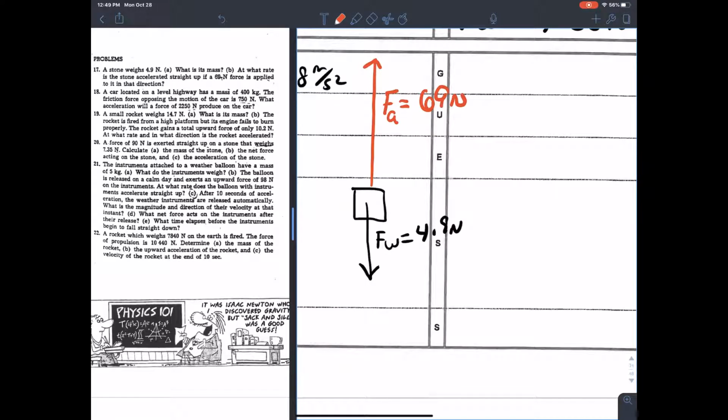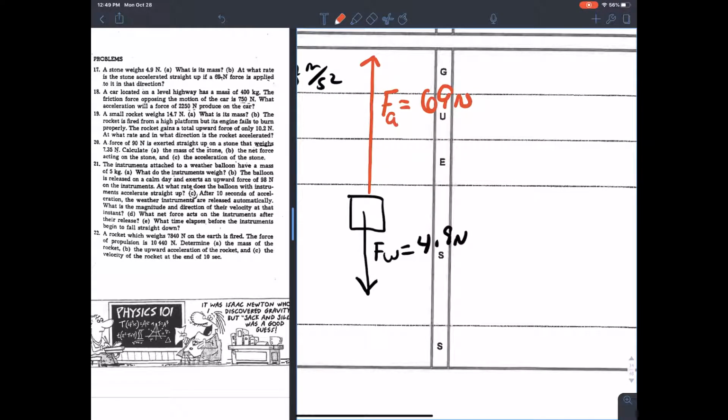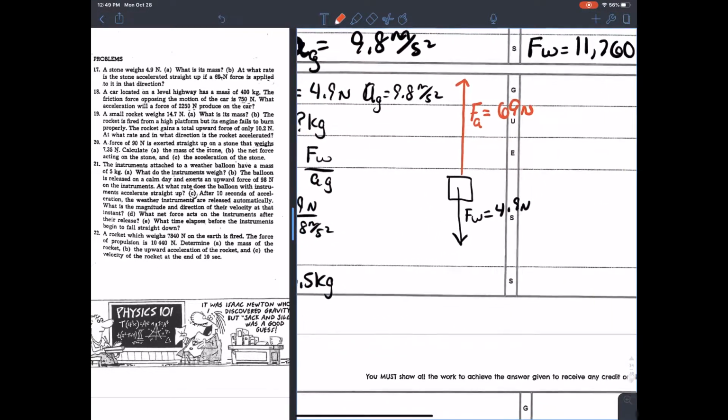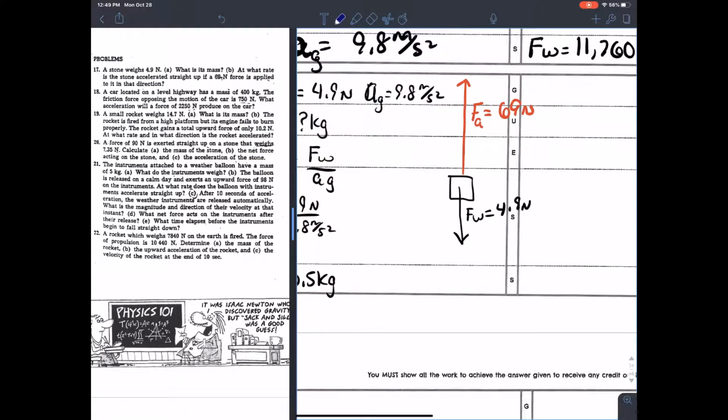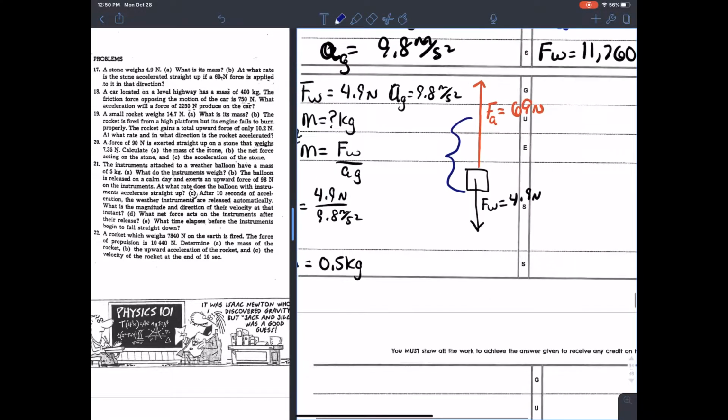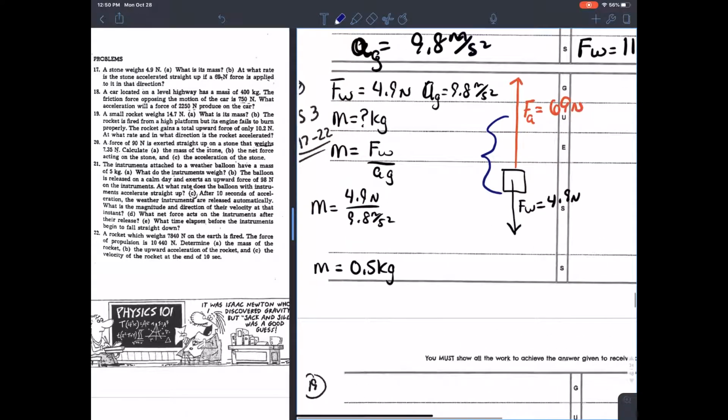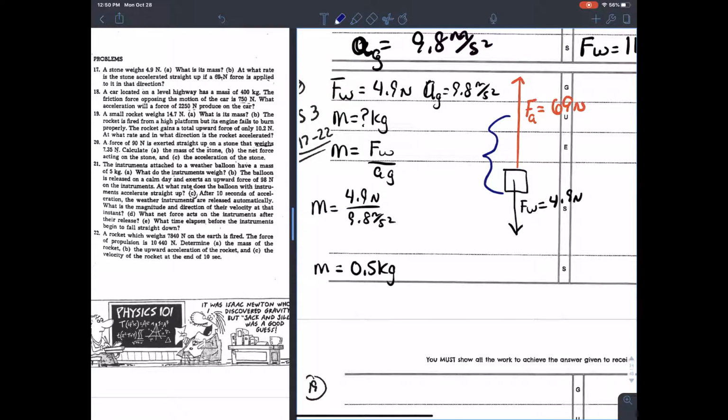And the object is not going to accelerate upwards with a full 69 newtons of force because it has this weight, it has gravity pulling back on it. So what we have to do is look at the net force, the sum of these two forces that are acting on this. We cannot just say that 69 newtons is the only thing acting on this, because you have that 4.9. So we subtract those because they're in opposite directions.